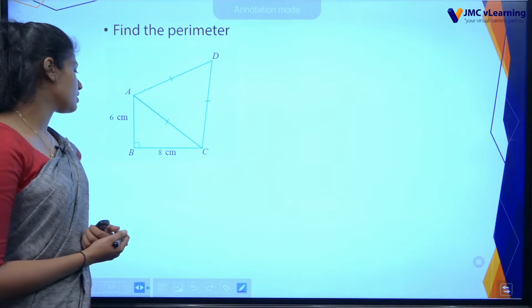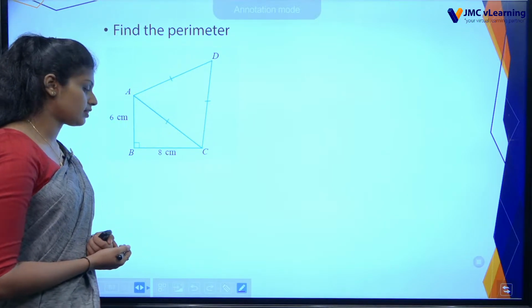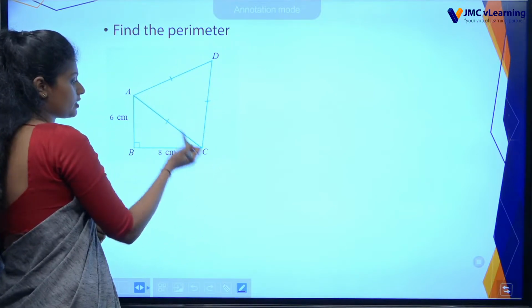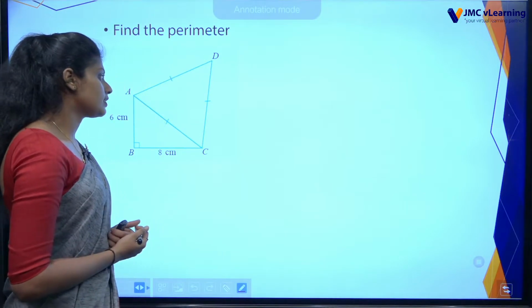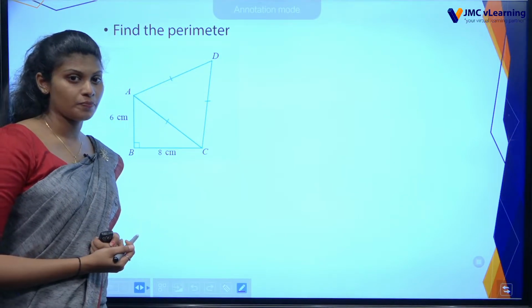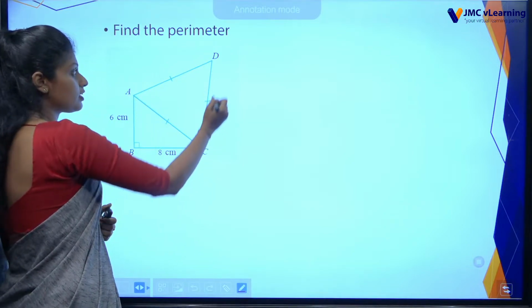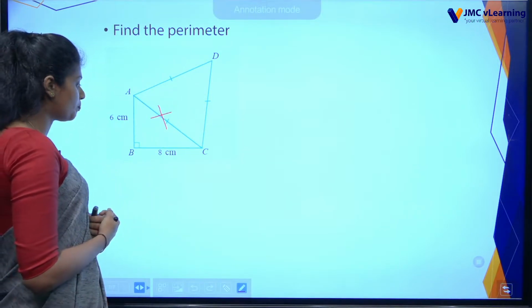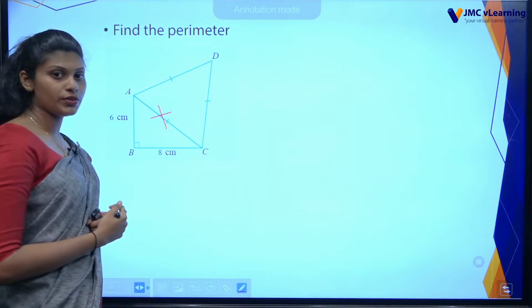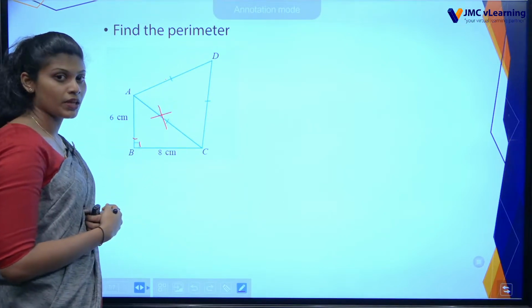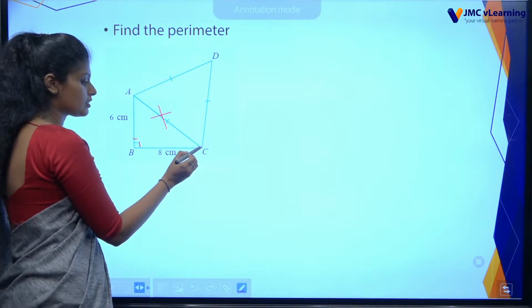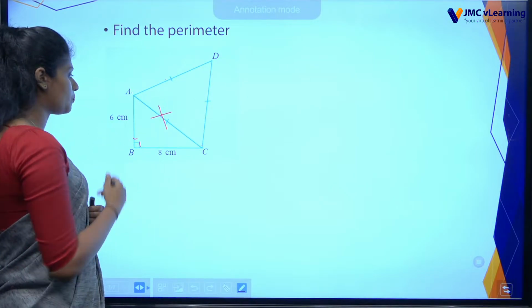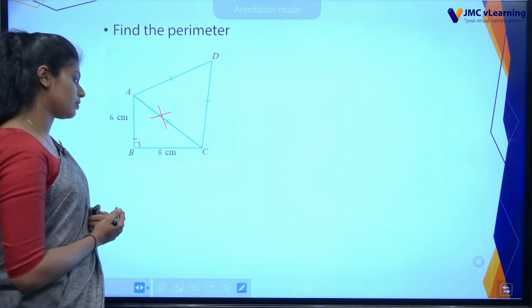AB length is 6 centimeter. BC length is 8 centimeter. Here AD length, DC and AC are all equal to each other. How can you find the perimeter? You have to find the length around the figure. That means no need to add this side. But these lengths are all equal and this is a right angle. When you find the length of AC, you can put the same length to DC and AD. So, let's find the length of AC.